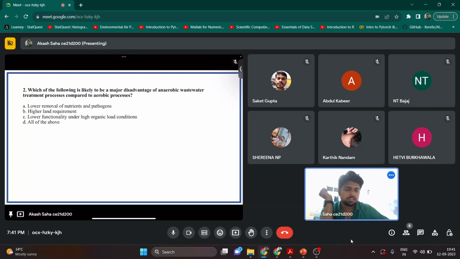Okay. So the next question: which of the following is likely to be a major disadvantage of the anaerobic wastewater treatment process as compared to the aerobic? So we are comparing both anaerobic and aerobic. Which of the following is a disadvantage? A, lower removal of nutrients. B, higher land requirement. C, lower functionality under high organic load. And D, all of the above.